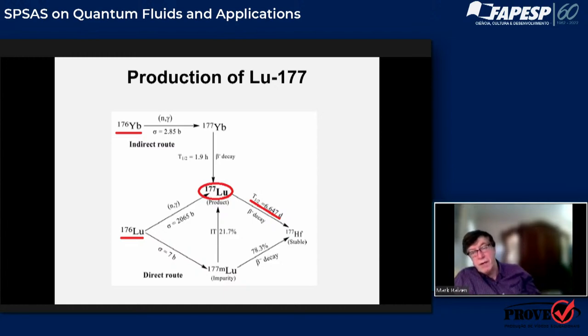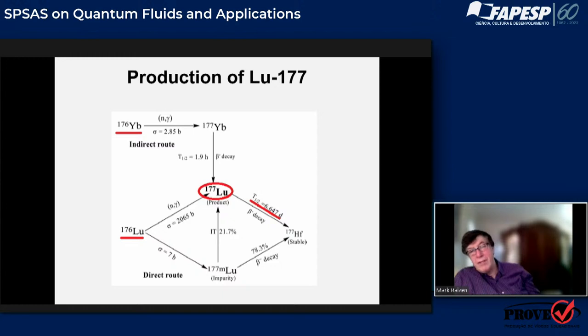called radiochemistry. The other pathway is to use the stable isotope lutetium-176, which absorbs a neutron and makes directly lutetium-177. Now, you see the cross section here is enormous. It's over 2,000 barns, and that's thousands of times higher than typical nuclear cross sections. So this is a very, very efficient process.